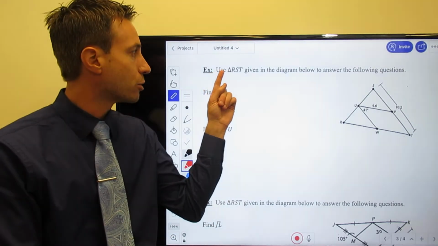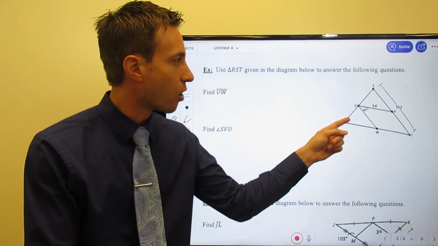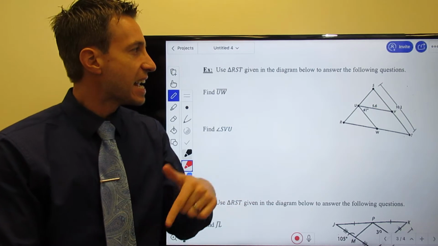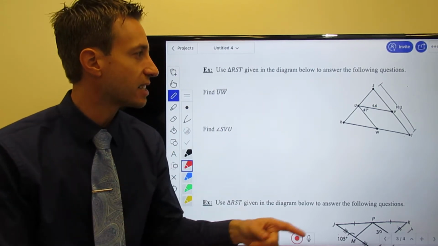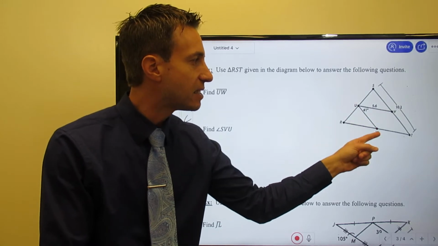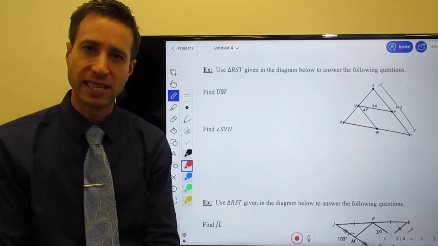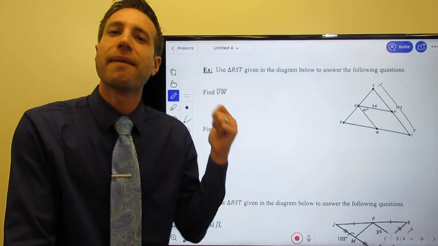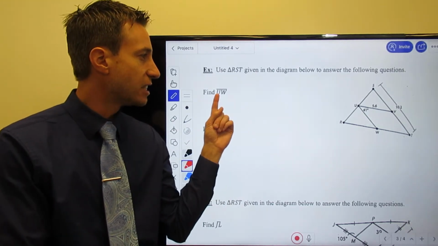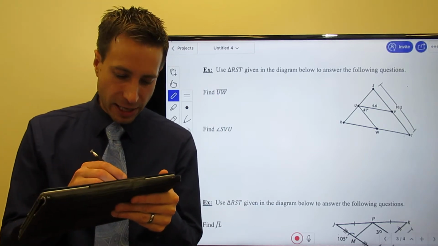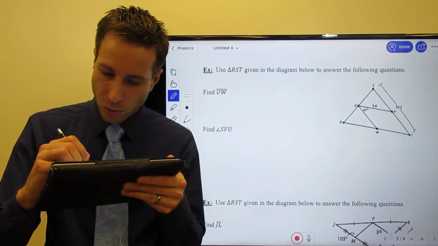What I've done is I've given you a triangle RST. So here it is, R, S, and T. In the diagram, we're going to use it to answer a couple of the following questions. And I've given you a couple of mid-segments for that particular triangle. So knowing that, let's see what we can do here. The first thing I want you to find is UW. I would like you to find this mid-segment right here.